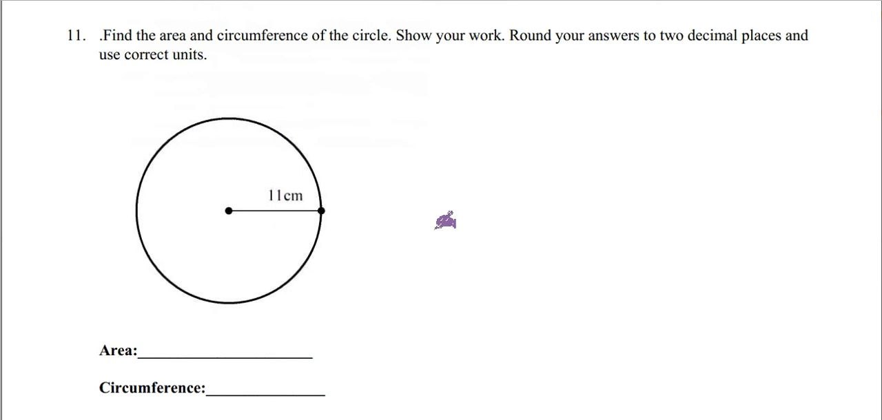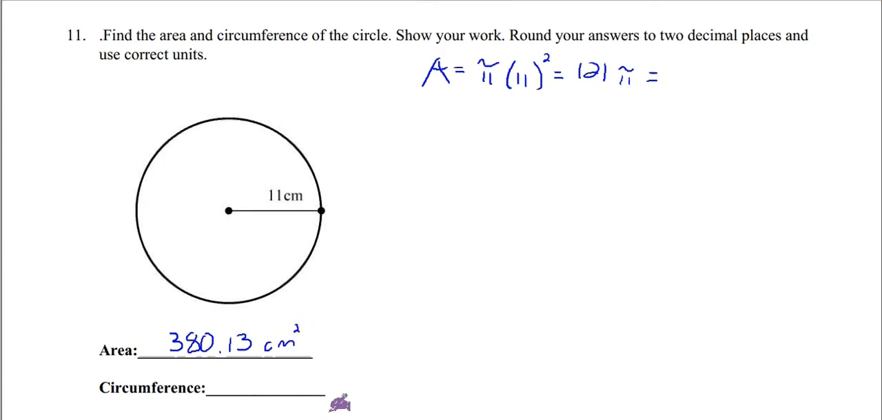Area and circumference of the circle. Well, it gives us the radius, so I'll go ahead and say that area is equal to pi r squared. r is 11, squared, so that's 121 times pi. It says to round your answers to two decimal places, so I must be telling you to multiply 121 by pi. So 121 times, I should have a pi button, there we go, on my calculator, and that's going to equal, rounding to two decimal places, 380.13 centimeters squared. Now, I use the pi button on my calculator, which gives me, I don't know, like 10 or so decimal places of pi, and so that's why mine might look slightly different from yours.